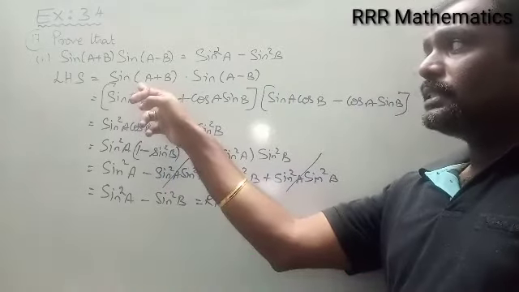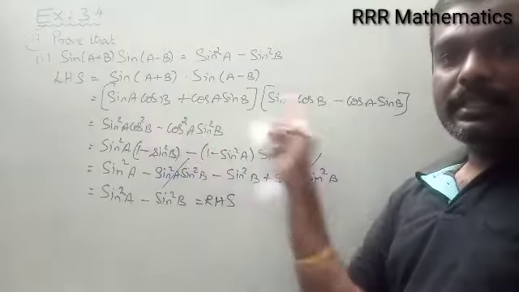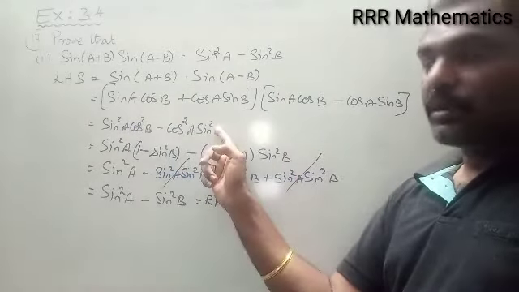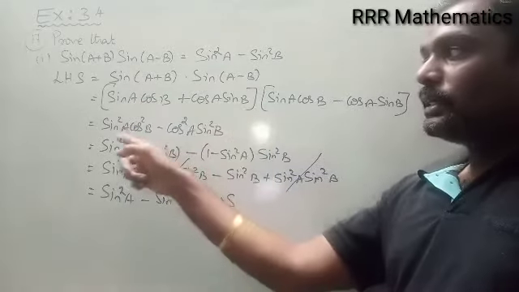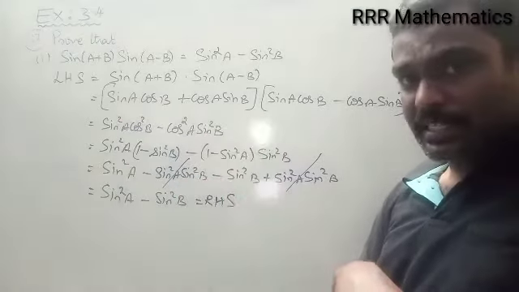Basically, in the left hand side, sin(a+b) and sin(a-b), I'll use the compound angle formula. When you see this line, this is the form of (a+b) into (a-b), that is a square minus b square. So a is nothing but sin a cos b and b is nothing but cos a sin b. Therefore, sin square a cos square b minus cos square a sin square b. This is the standard step.